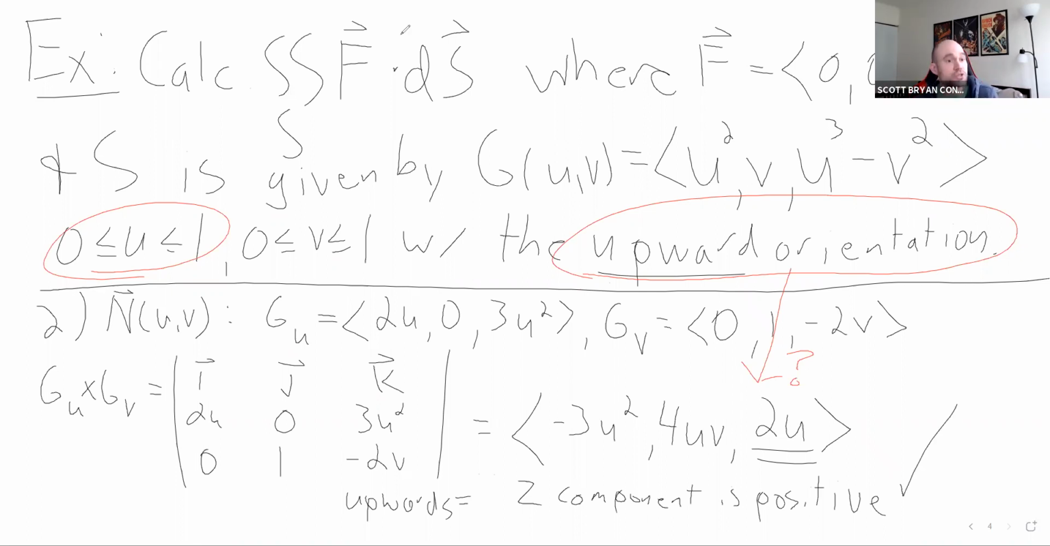Because 2u is positive, this is the positive unit normal vector. This is going to be our n. Note, if, for instance, we got negative 2u at the end, then this would not be our n of uv. The negative of this would be it. Does that make sense? We take one of the cross products, see if that gives us the right orientation, and if it does, we take that to be our n.